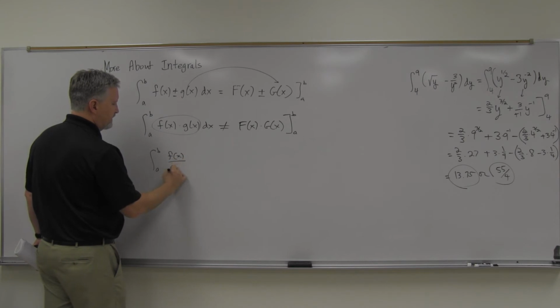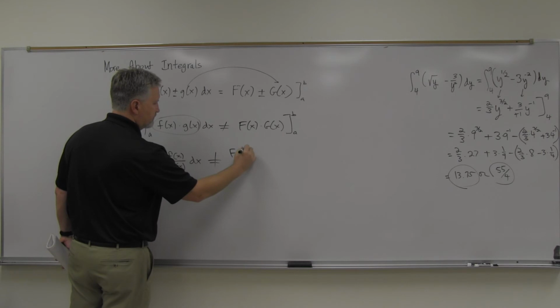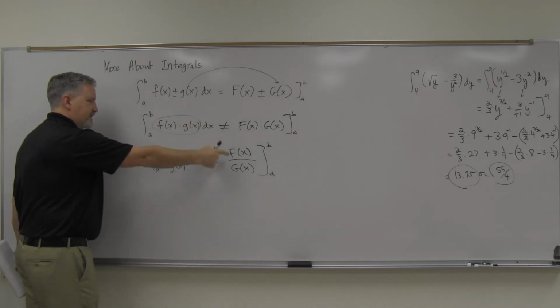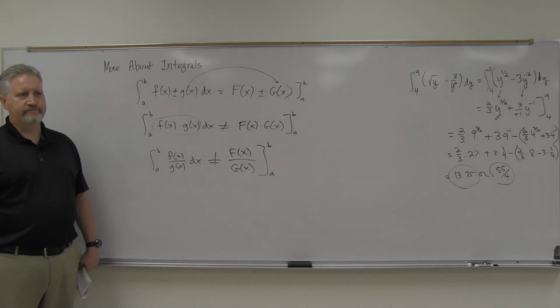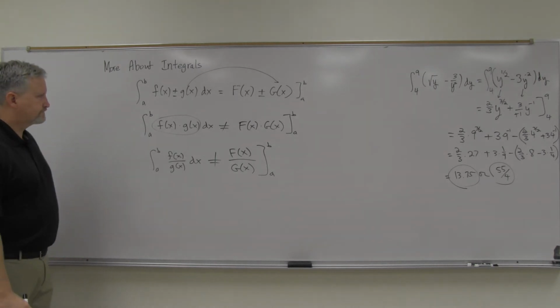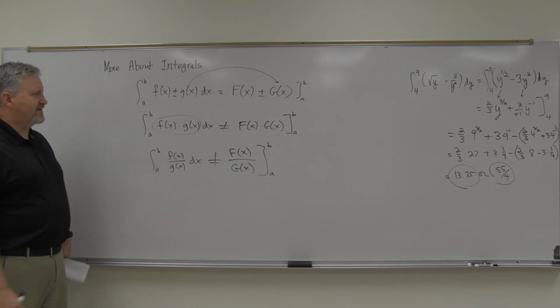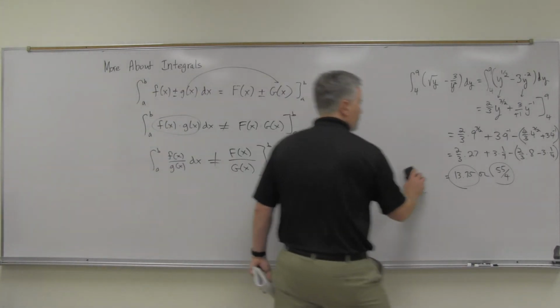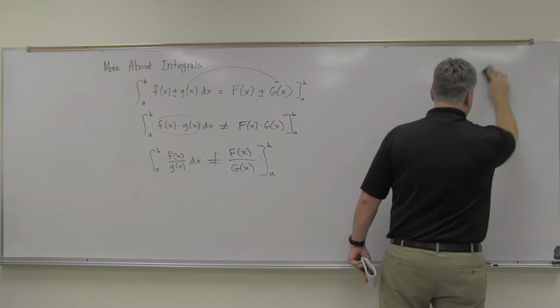Same thing on divide. Cannot do that, where you take the antiderivative of f divided by the antiderivative of g, no go. Usually not going to work. Okay? So we've said it a couple of ways now, but just to emphasize that. So, what do we do? One thing we can do when we have multiply is this.